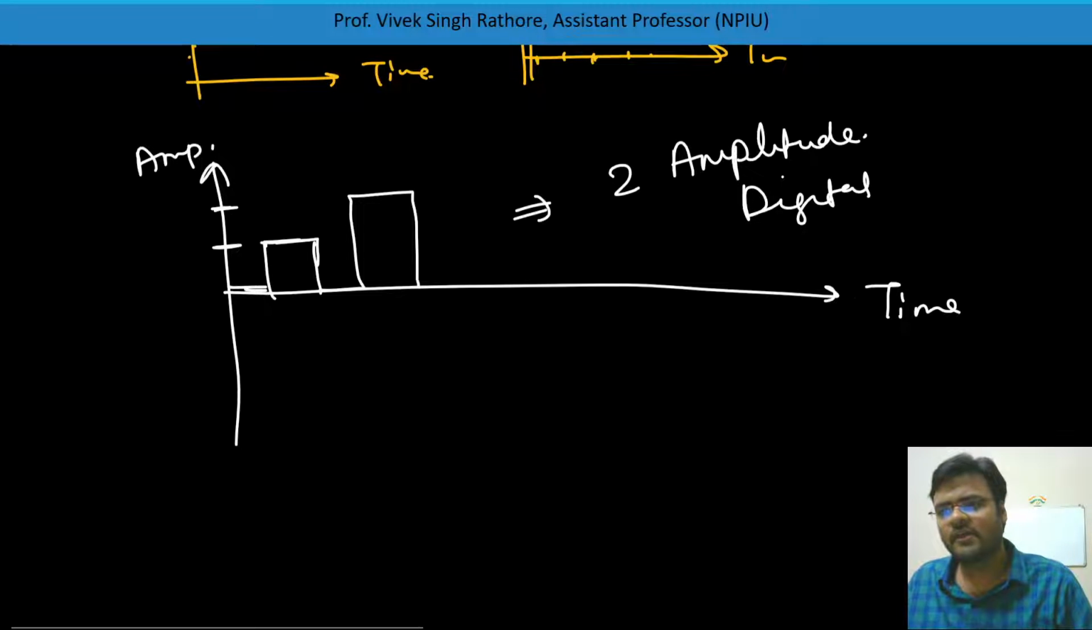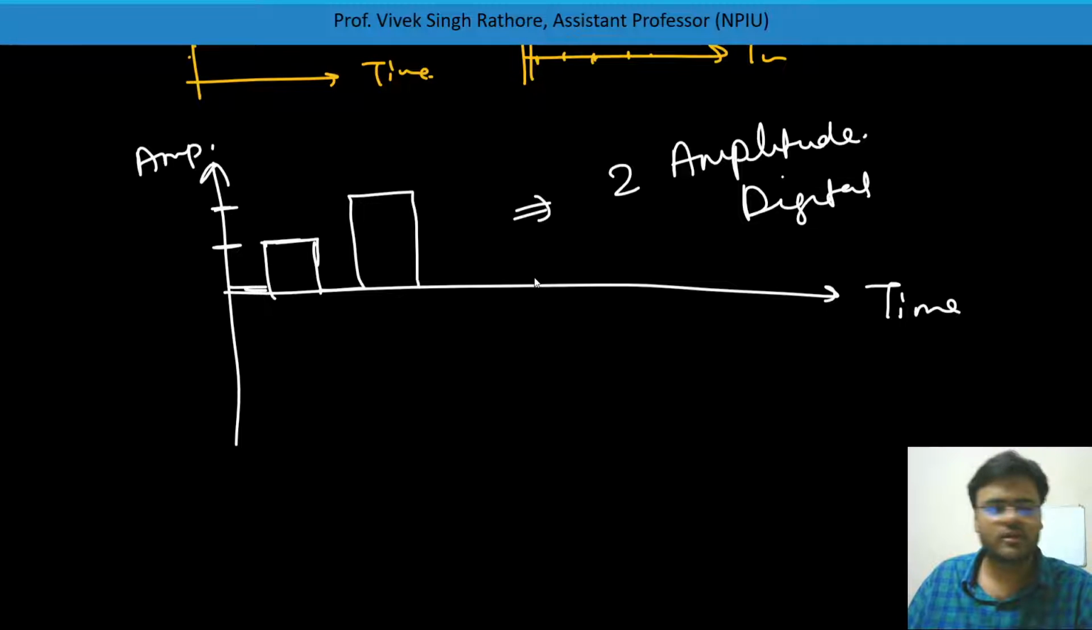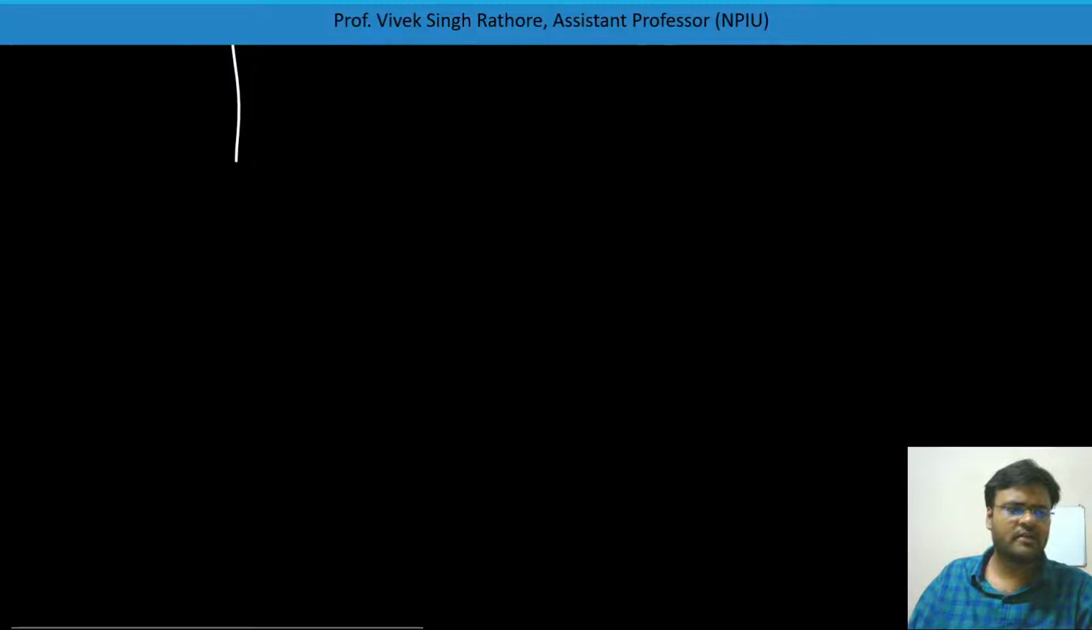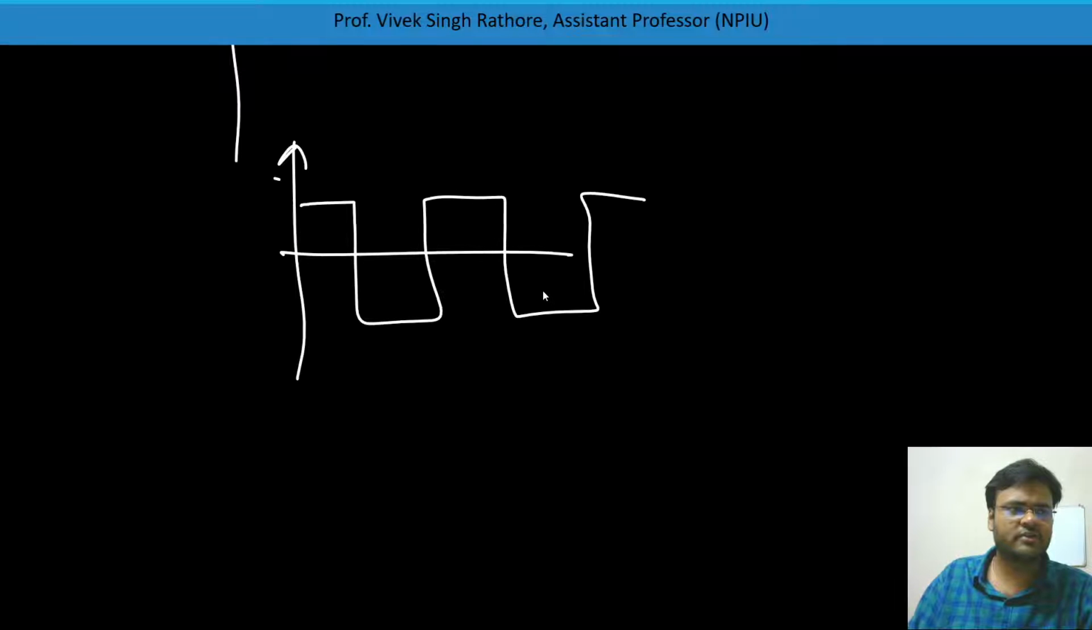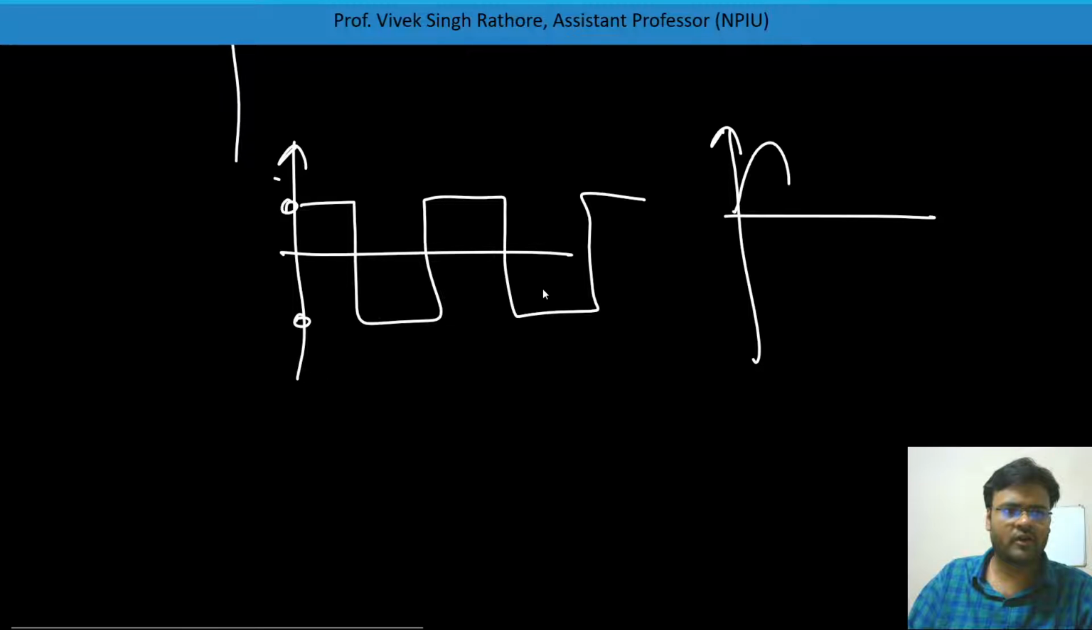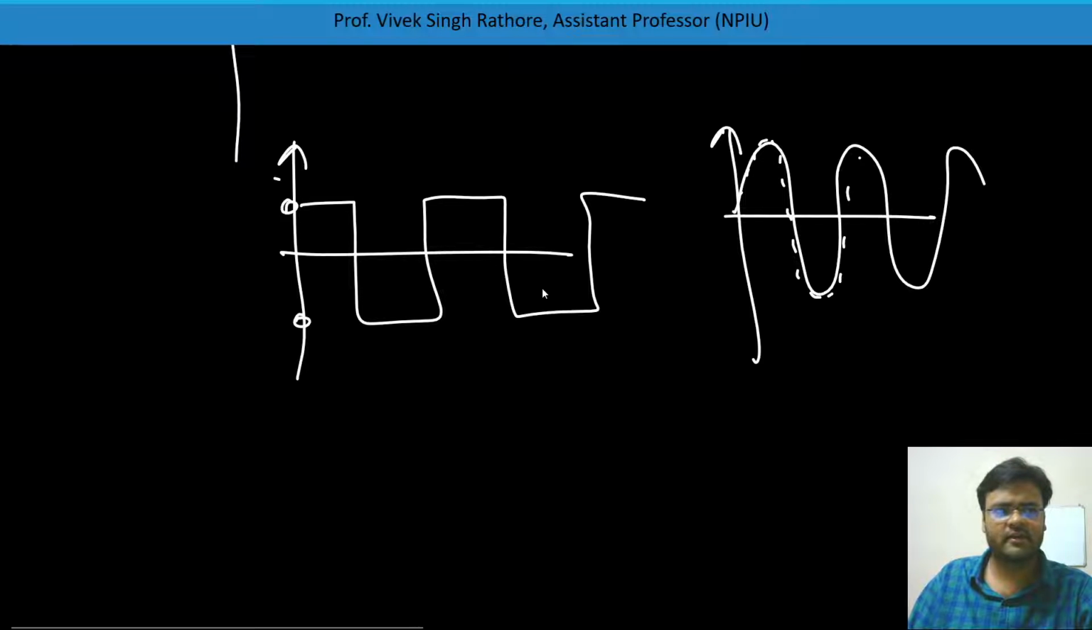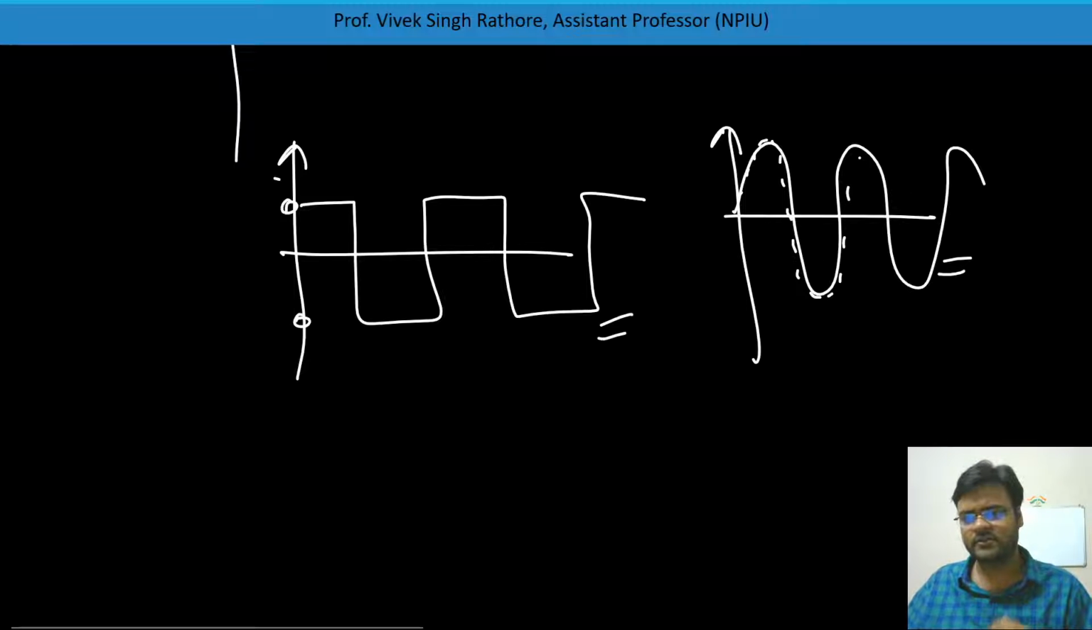Simple concept. If a signal in its dynamic range is allowed to consider all possible real values, it is called an analog signal. And if a signal is allowed to consider only some specific values in its dynamic range, it is called a digital signal. So we say this type of signal is a digital signal because it is taking only two amplitudes. But if it is occurring like this, taking every amplitude, it is called an analog signal. This is called a digital signal.